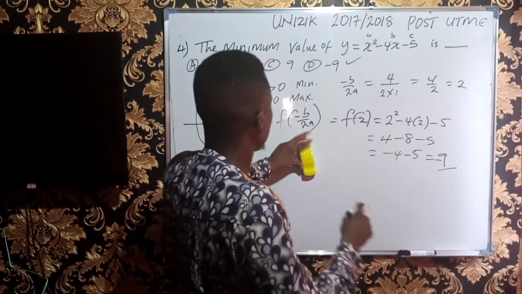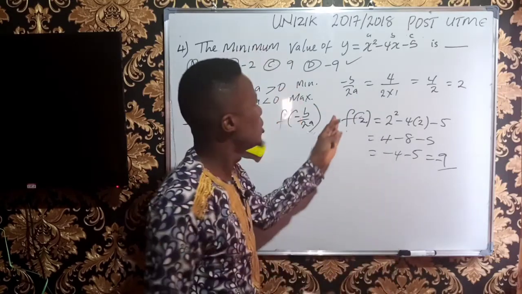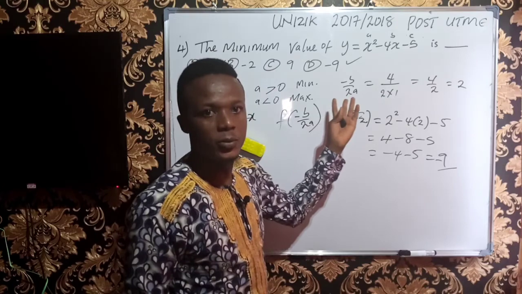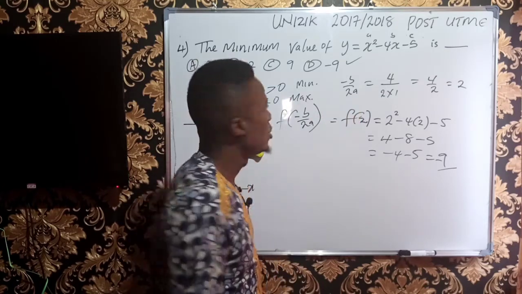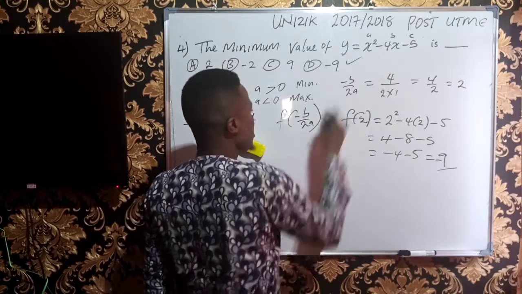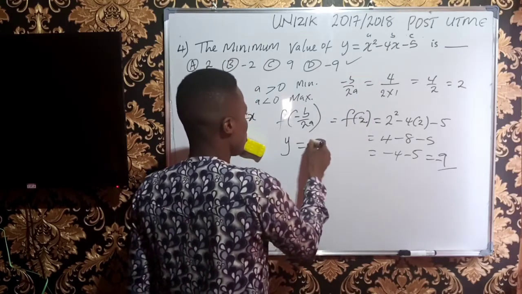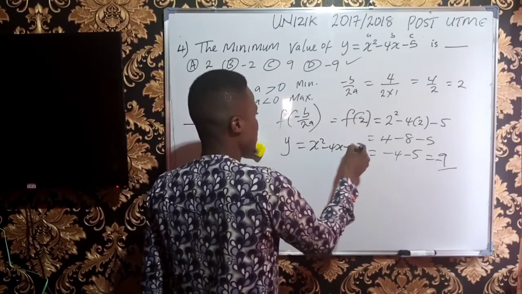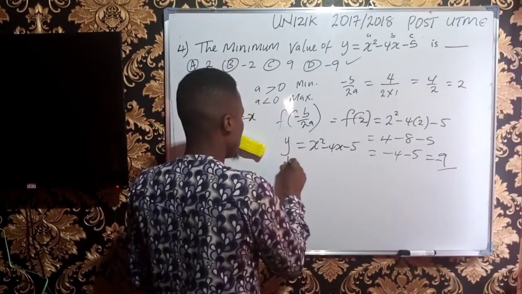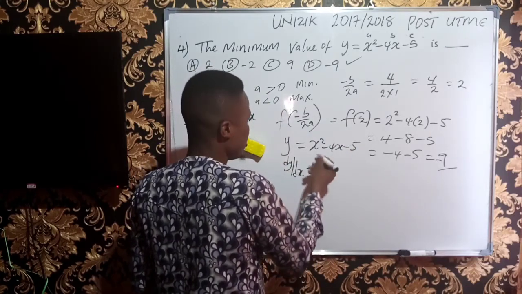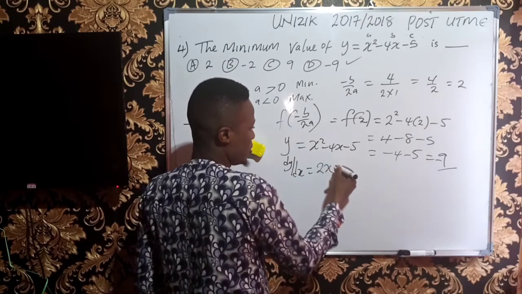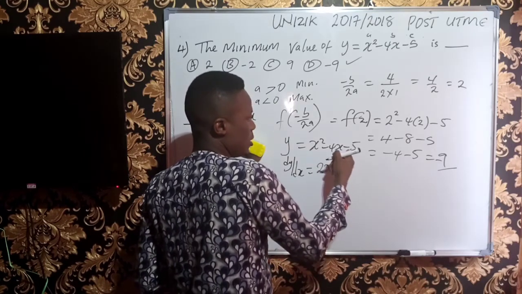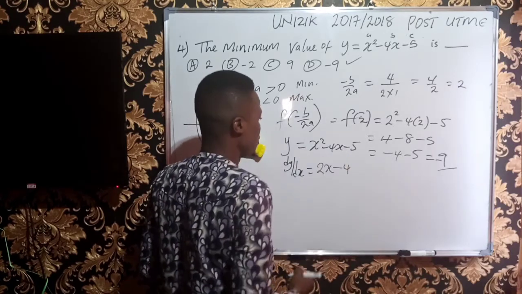If I don't like this method, I am still free to use differentiation, because you get the minimum value at dy over dx equal to 0. So now, let us differentiate. We have y is equal to x squared minus 4x minus 5. dy dx will give me, if I differentiate x squared, I will get 2x. If I differentiate minus 4x, I will get just minus 4. Any constant differentiated is 0.